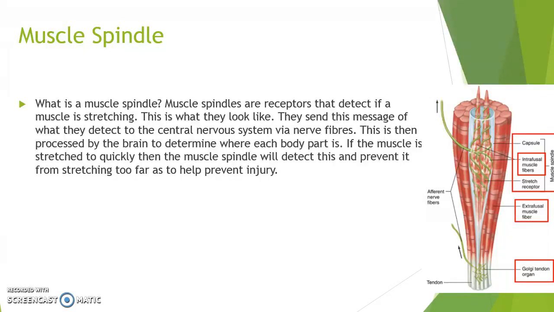They send a message of what they detect to the central nervous system via nerve fibers. This is then processed by the brain to determine where each body part is. If the muscle is stretched too quickly, then the muscle spindle will detect this and prevent it from stretching too far as to help prevent injury.